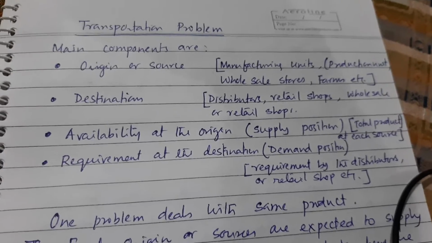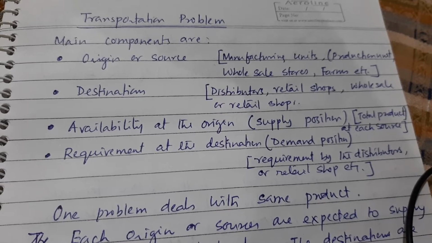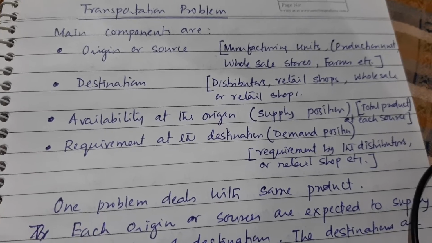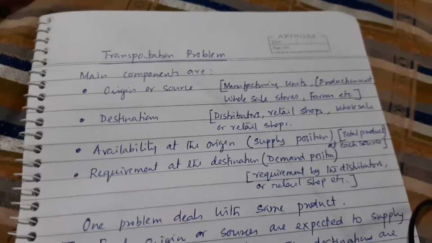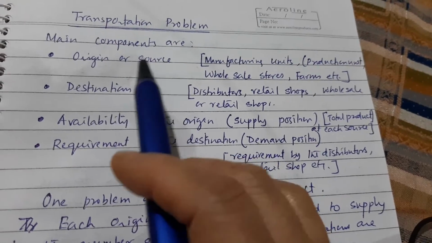Students, I am going to give you a few basics of the transportation problem, as you have already seen in the video I have sent to you. In the transportation problem, the main components are, first of all, the origin or source. What is meant by origin and source?